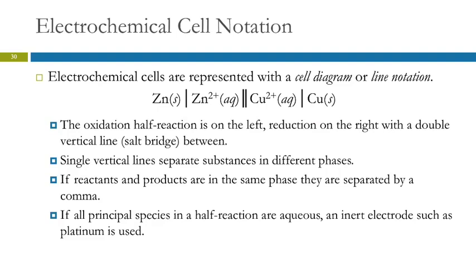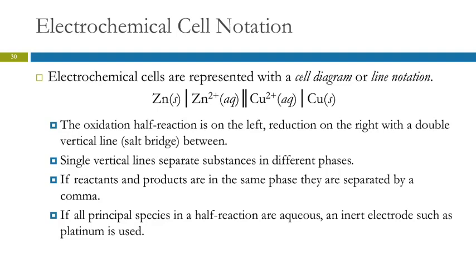So the two parts of the oxidation and the two parts of the reduction are separated by a single line. And then there's a double line between the two half reactions that represents the salt bridge. So these are on one side and these are on the other side, and the salt bridge is in the middle. The single vertical lines are separating different phases. The zinc is a solid, the zinc ion is aqueous. The copper ion is aqueous, the copper is a solid.